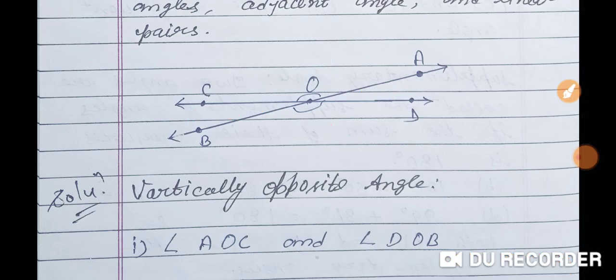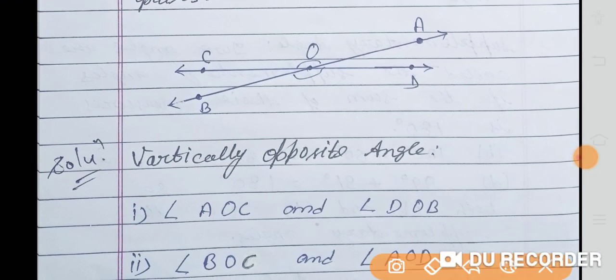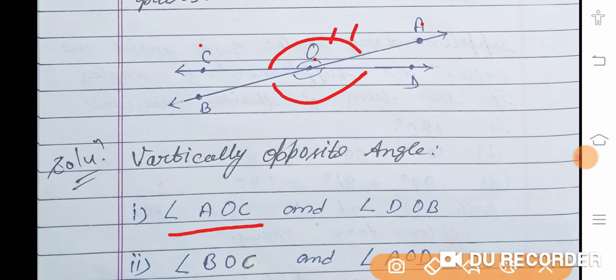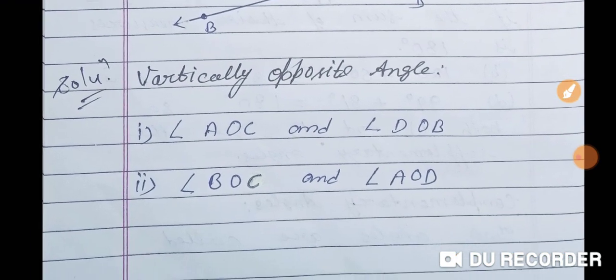So you can tell that the vertically opposite angles from the given figure are angle AOC, this angle, and DOB, this angle, both are opposite angles to each other. And the second pair is BOC, this angle, and AOD, this angle. These both angles are opposite angles.